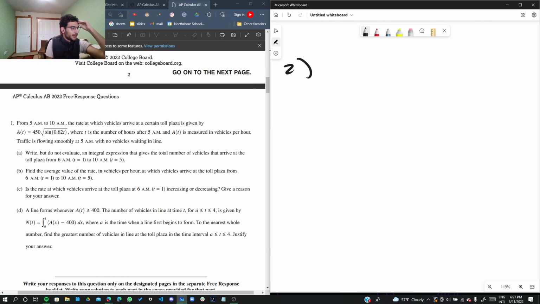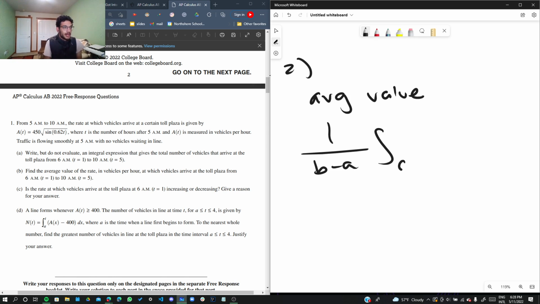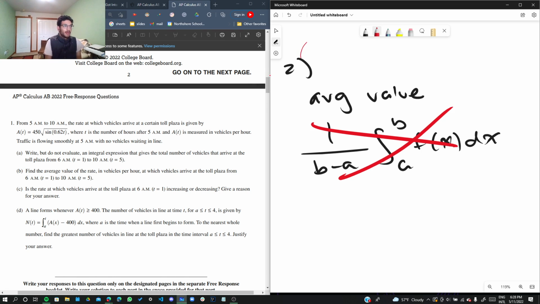Find the average value of the rate, in vehicles per hour, at which vehicles arrive at the toll plaza from 6 a.m. to 10 a.m. Okay, they're trying to confuse you here. I don't know why they said average value. When you think average value, most people memorize formulas, which I highly recommend not doing, and they think of this, f of x dx. And this is what they're not asking. So you could have fallen for that trap very easily.